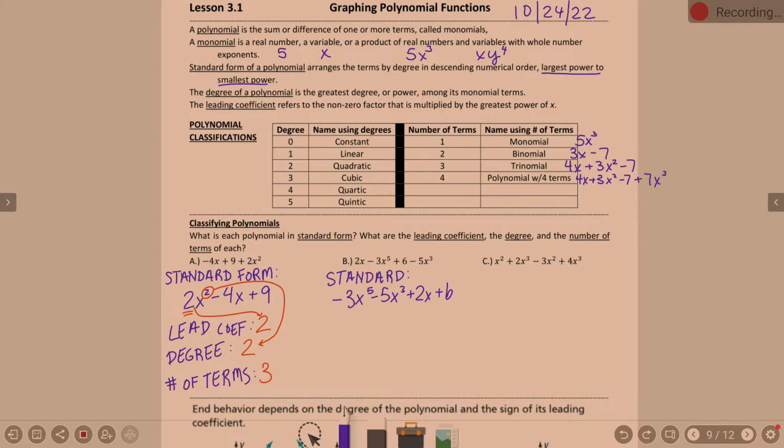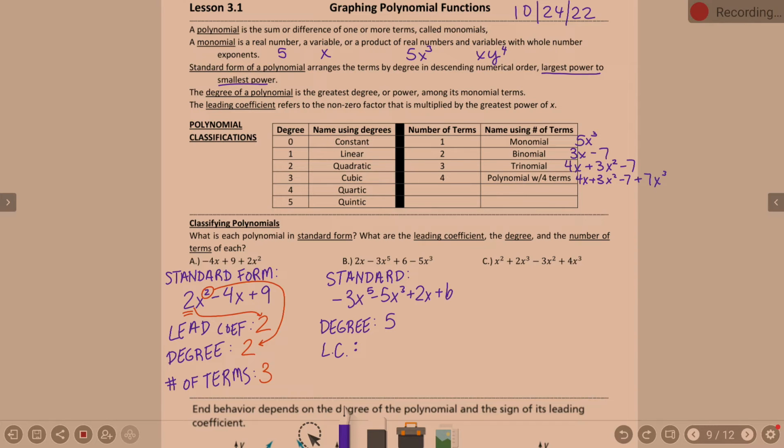Now, I think this time I'm going to switch up my order. And I'm going to ask about the degree first. Degree. What degree is this problem here, Leighton? 5. Yes. That's right. Okay. It's a degree of 5 because the highest power in the problem is 5.